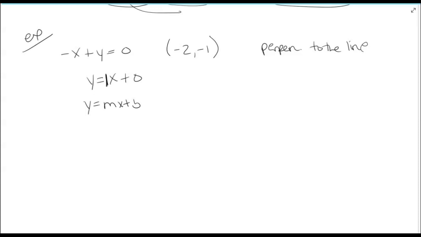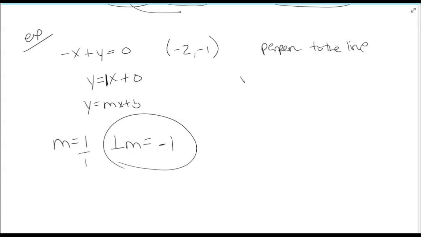What's my coefficient here? If there's none there, we assume that it's 1. So the slope of this line is 1. Now I need the perpendicular slope. Well, I have to take 1 over 1 and flip it, which just gives me 1. And I need to change the sign. So the perpendicular slope that I need is -1. Now we can plug this in: y minus y1 equals m times x minus x1.